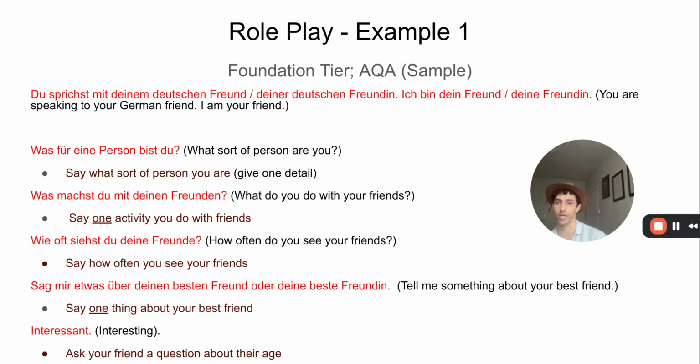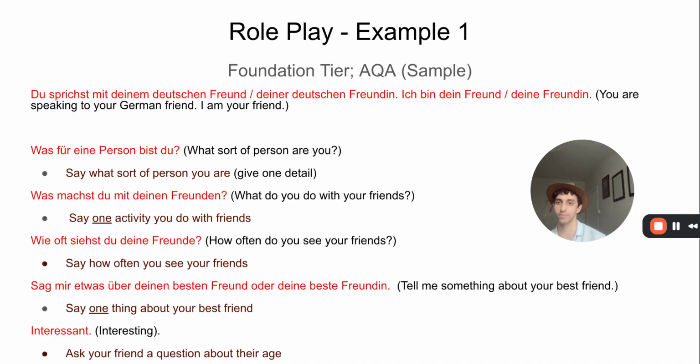So, of course, on the role play card, the candidate would only have their own instructions written out. All of these questions that the examiner would say would not be given on the role play card for the candidate. Otherwise, they would know exactly what the questions will ask them.